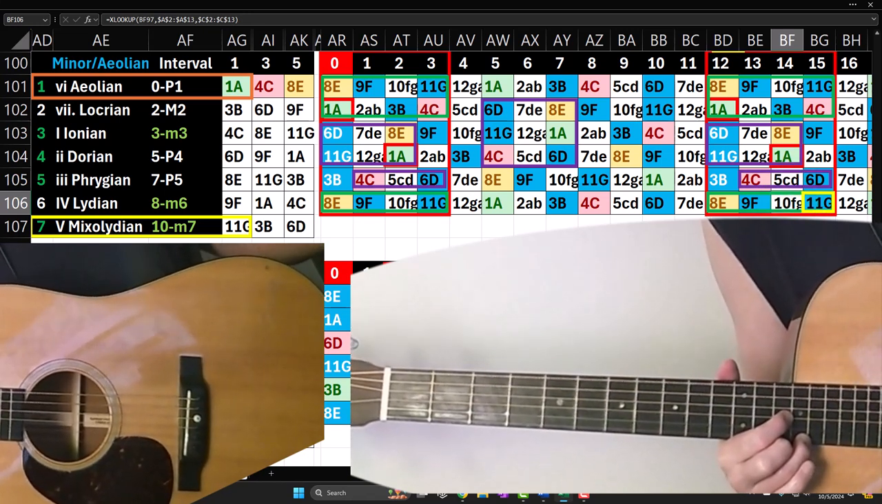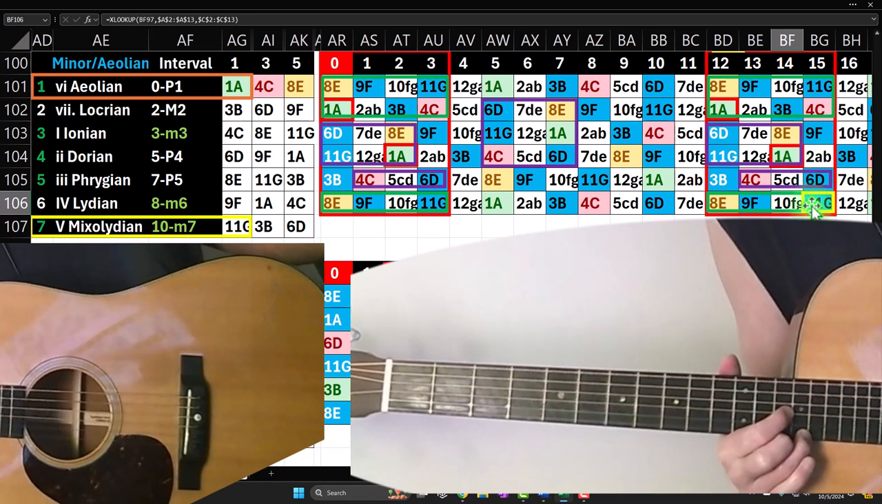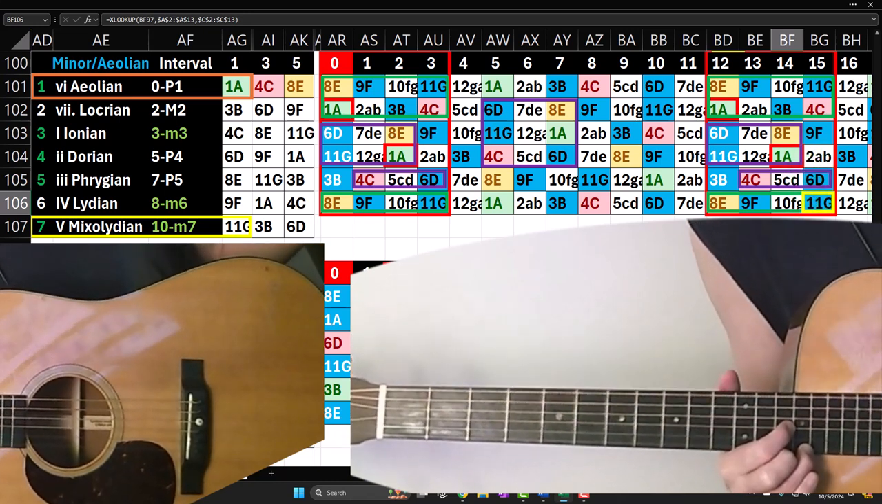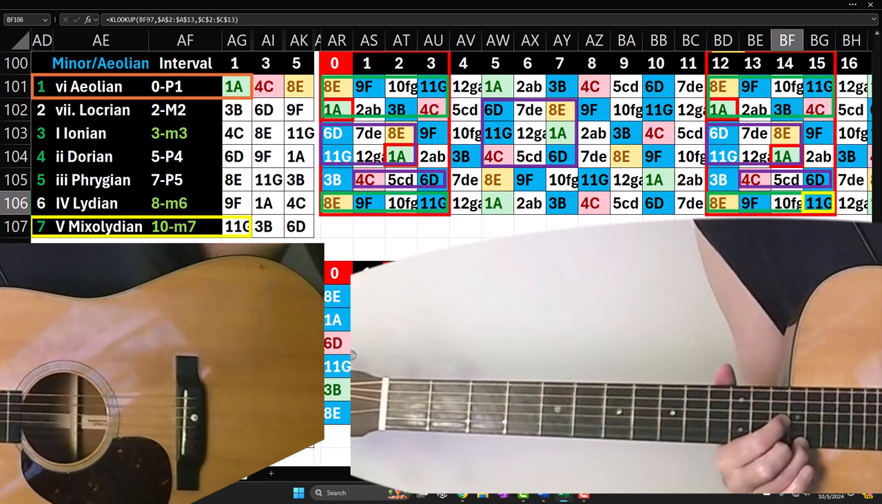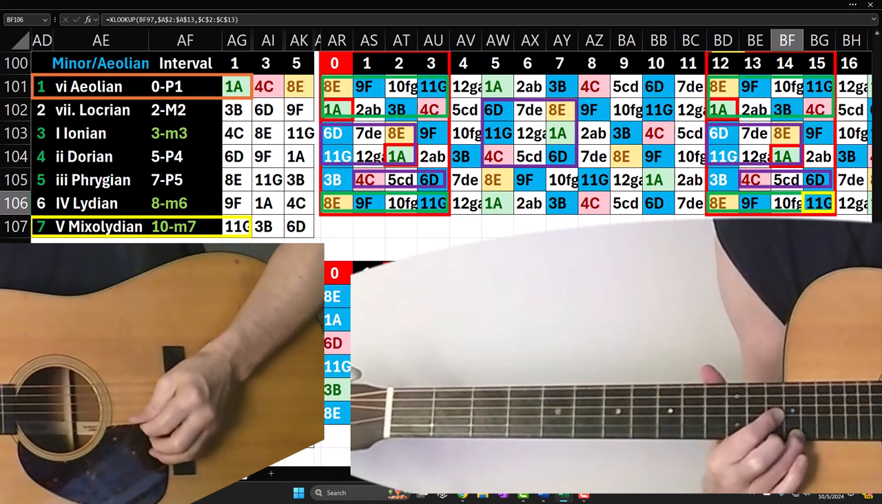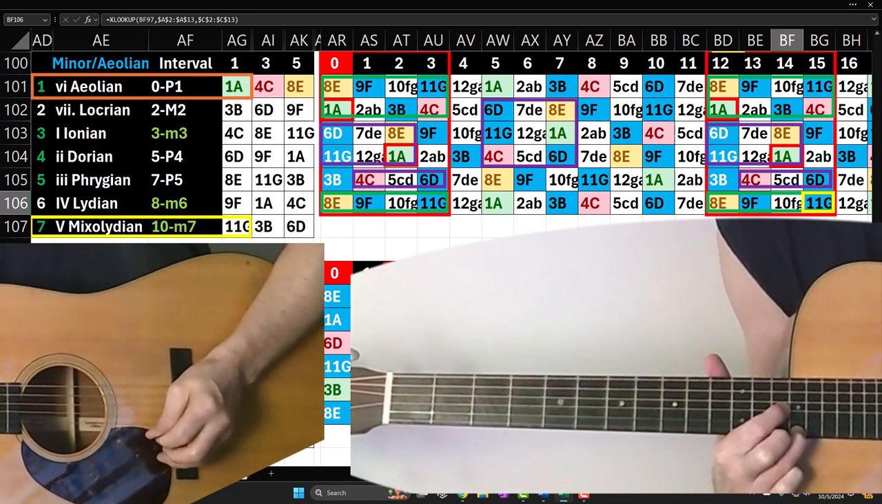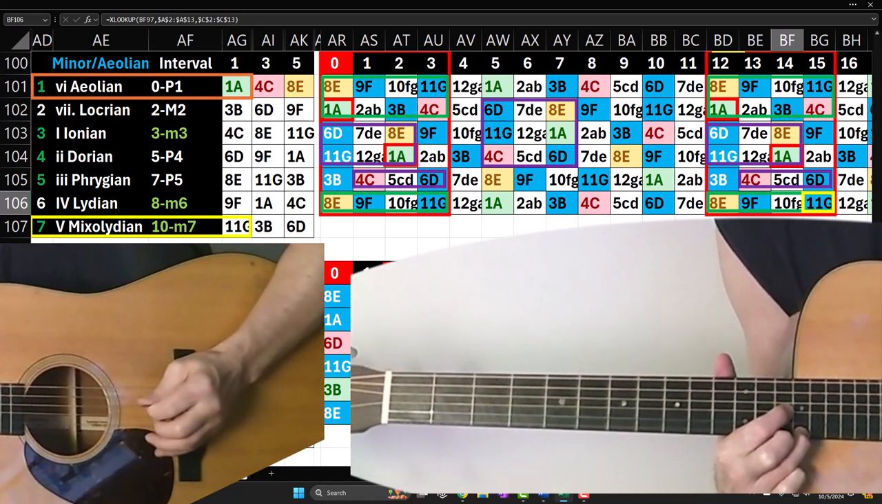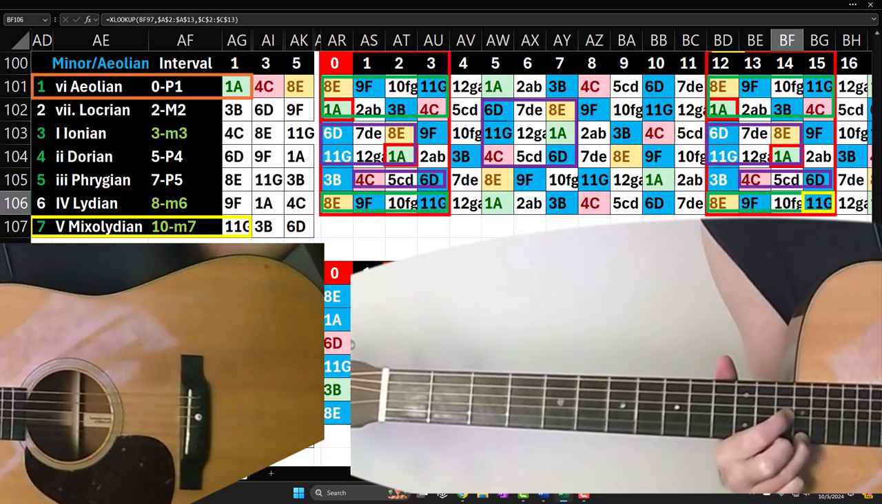And how do I know that? I can count up. It'd be 5, 10. And inverse 12 minus 10 is 2, a 2-note away major 2nd. So if I play this top to bottom, it's a 10-note away minor 7th, and bottom to top, a 2-note away major 2nd.